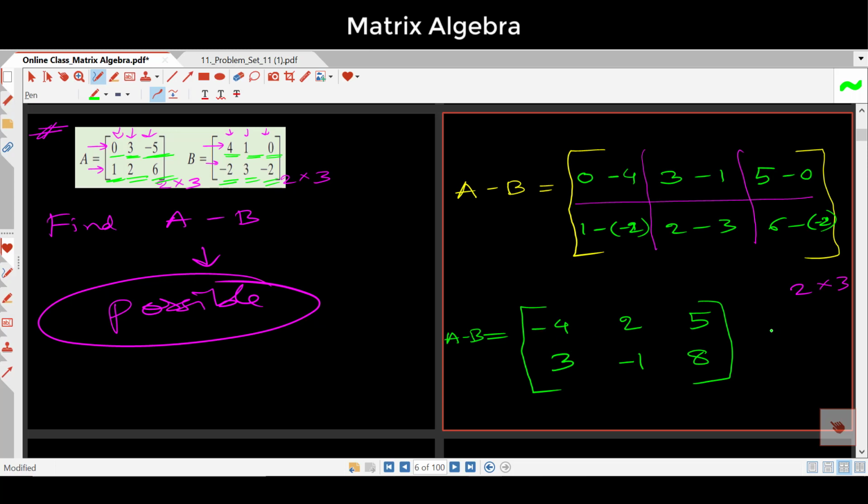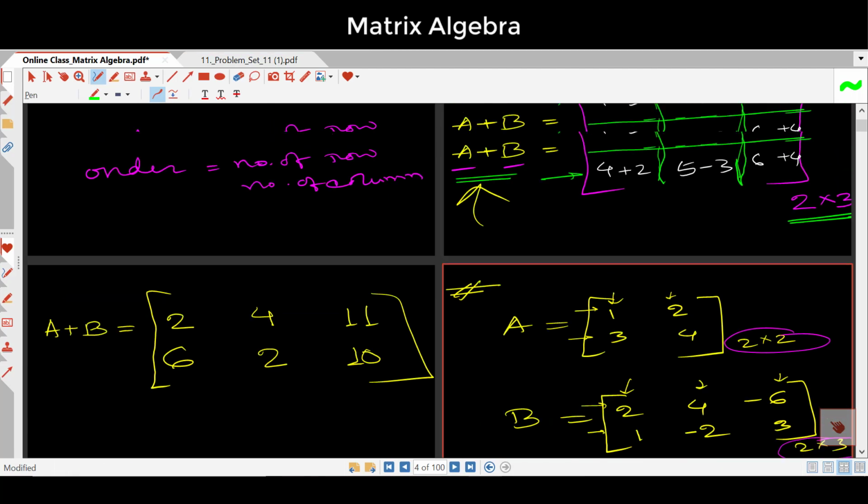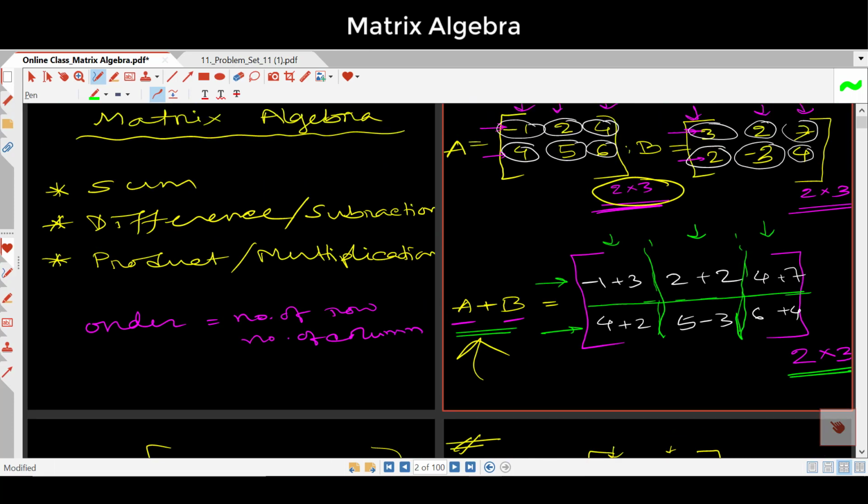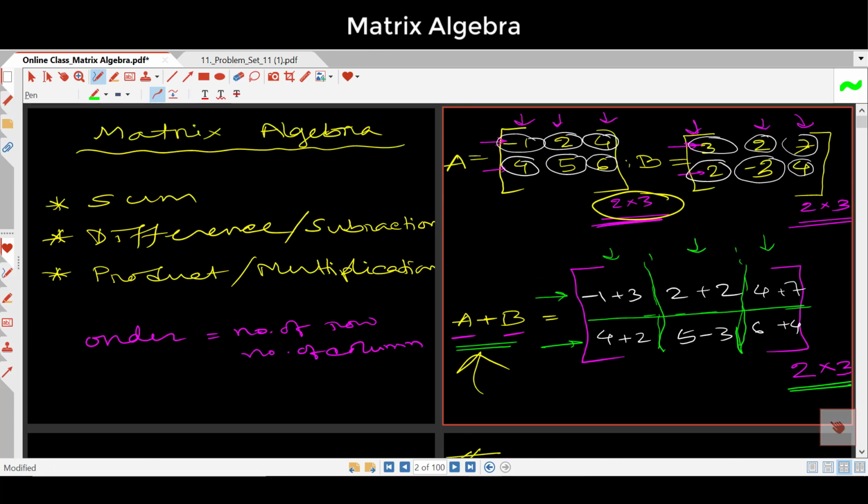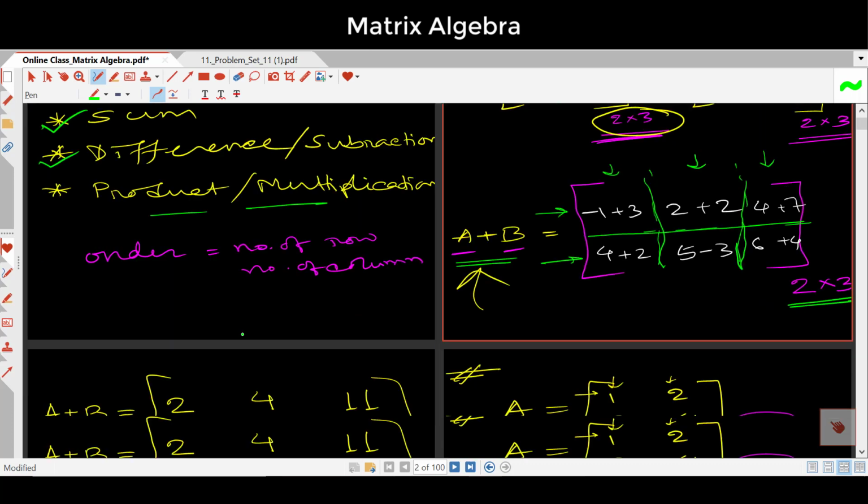So once we have the final result, you don't need to separate by this way. You can write easily by this way. So this is our subtraction. So for addition and subtraction, the rules are same. So we have seen how to do summation and subtraction. Let's learn about multiplication or product of two matrices.